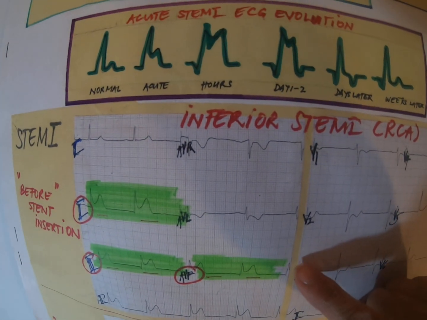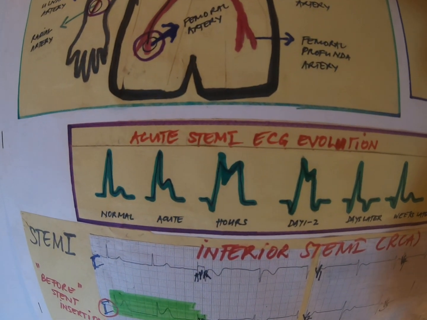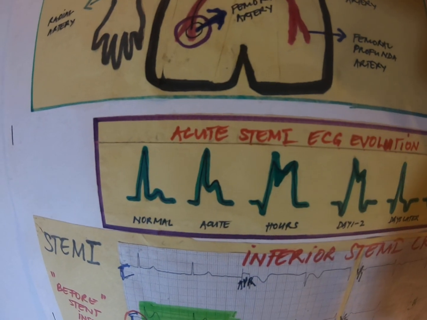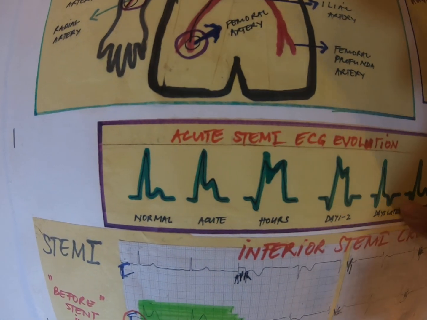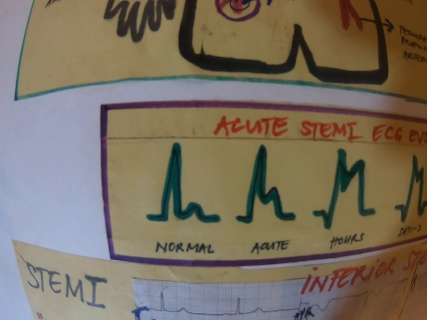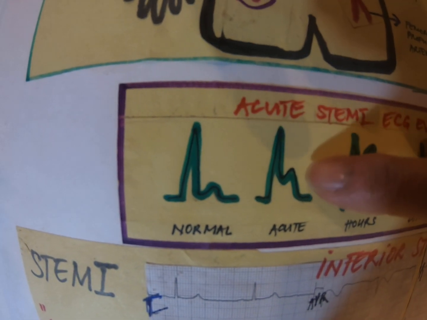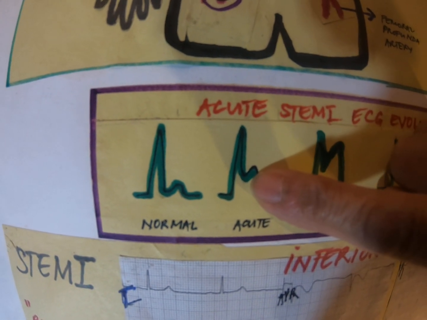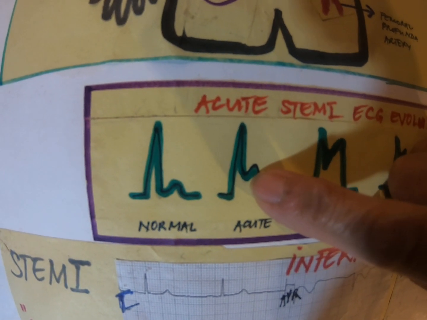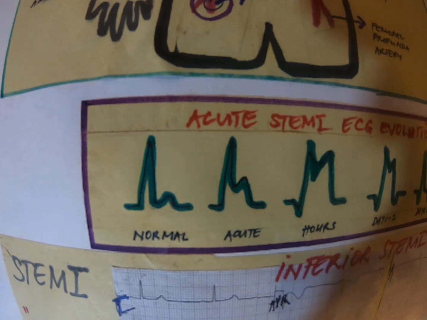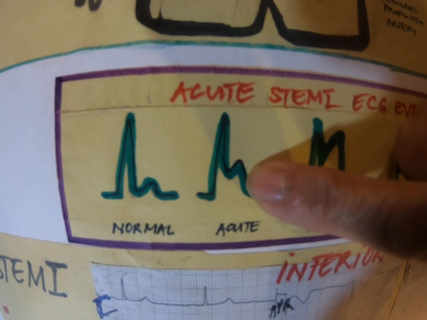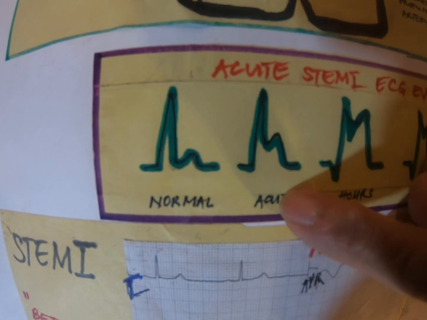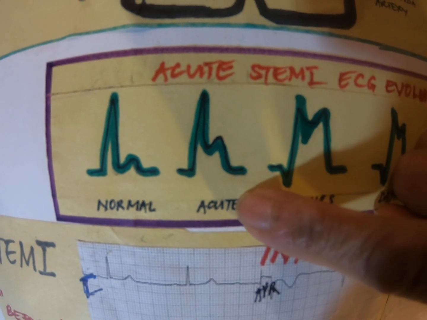Before that, what's going to happen if we don't do anything about it? This is the evolution of the acute STEMI. When you see this kind of ECG here, this is normal. Next, this is acute. If they appear like this, there is a very good chance of going right away back to normal circulation. We save the heart muscle right away. So in here it is normal, you don't see any ST elevation. Here we have ST elevation that is acute.